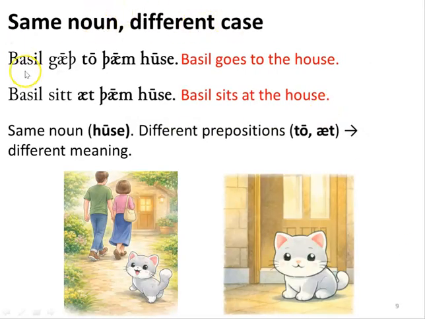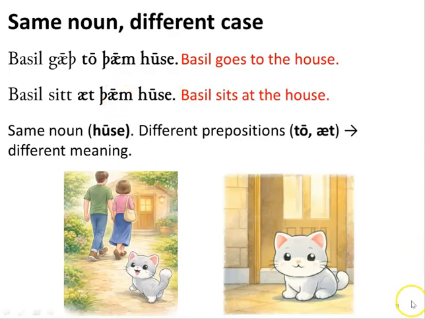All right, same noun, different case. Basil gath tō thām hūse. Basil goes to the house. Basil sitter æt thām hūse. Basil sits at the house. Both places. Same noun, hūse, in the dative. Different prepositions, tō, æt, different meaning. So to the house, at the house. But hūse, the house, is in the dative. And the demonstrative in front of it, thām, is in the dative as well.